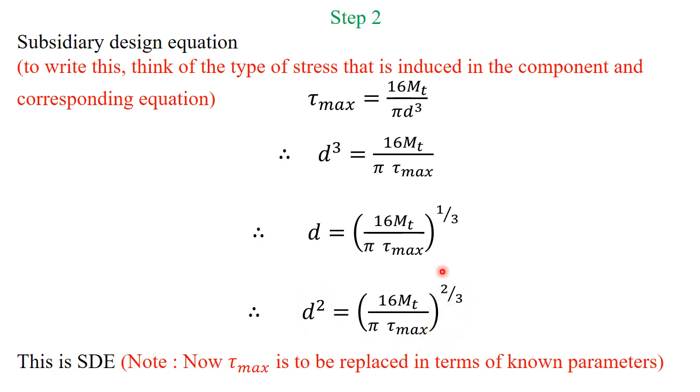Why is d square found out here? Because in the PDE it mentions d square, so we have to replace d square. But tau max is also unknown. So this is SDE. Now these are actually various forms of SDE. You can say tau max is equal to 16 Mt upon pi d cube. This is also SDE, and all the remaining equations are also SDE. So these are various forms of SDE. Tau max is also unknown here, that's why your next task must be to replace tau max.